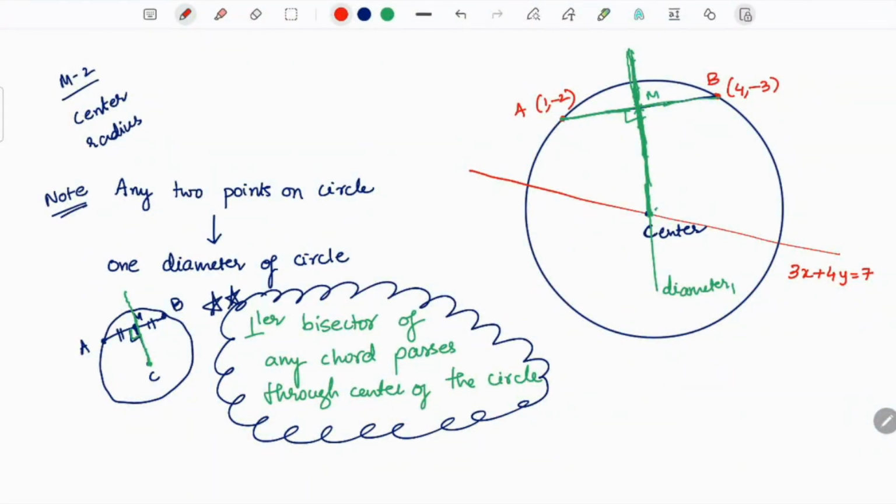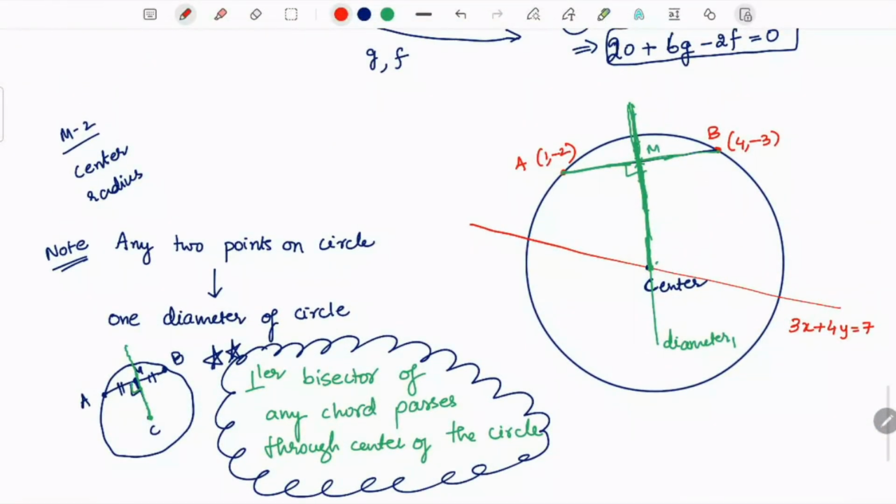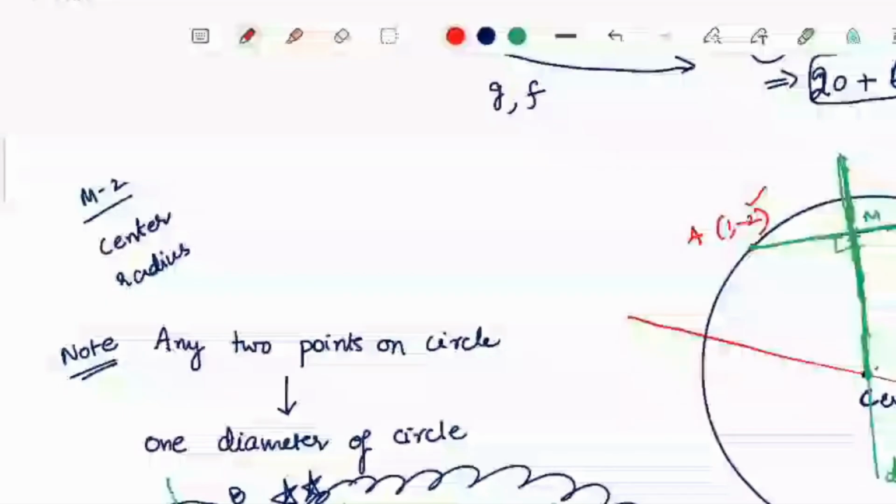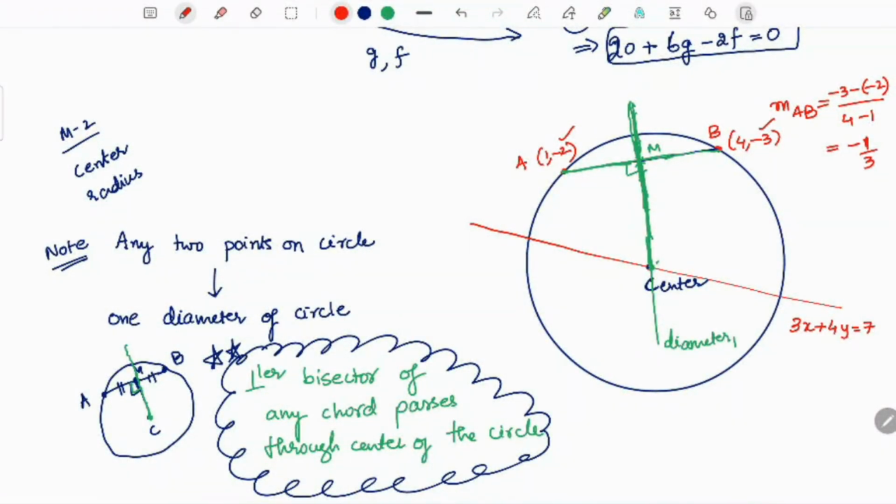Know how to find a line equation? All these things you know. How many of you know how to find a line equation and all these things? Do you know this? Okay, because last year you have done. What is the slope of AB? What is the slope of AB? y2 minus y1 divided by x2 minus x1. So what is this? This is minus 1 by 3.